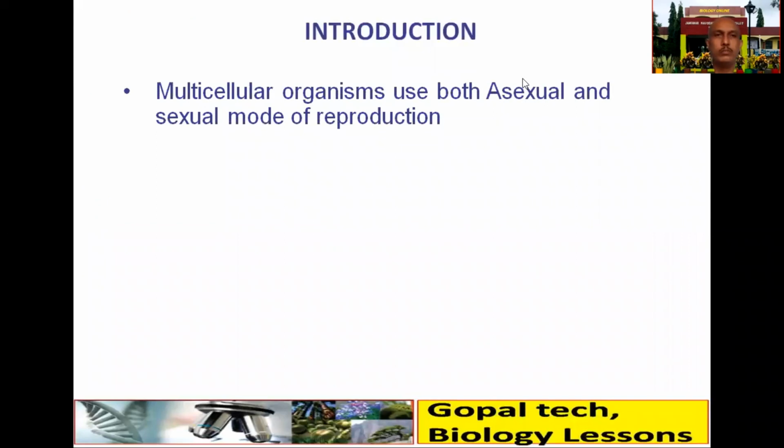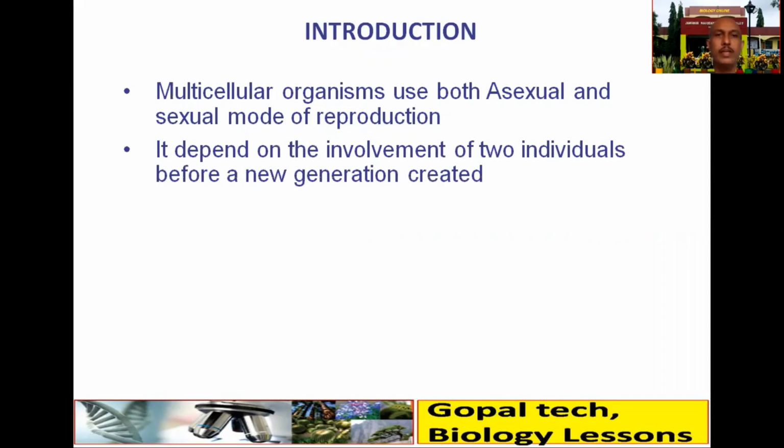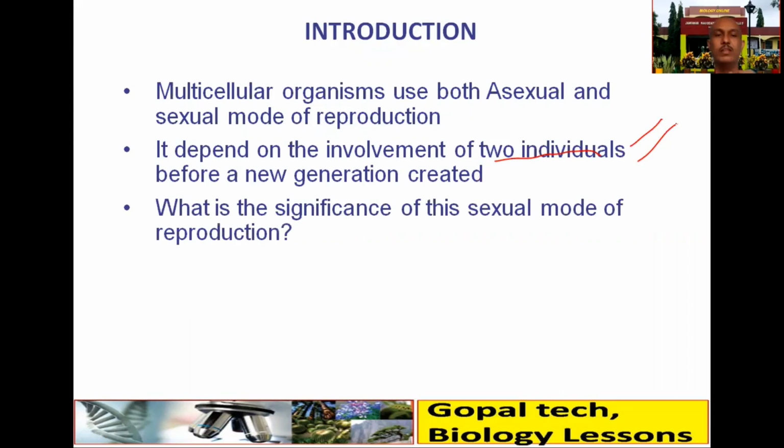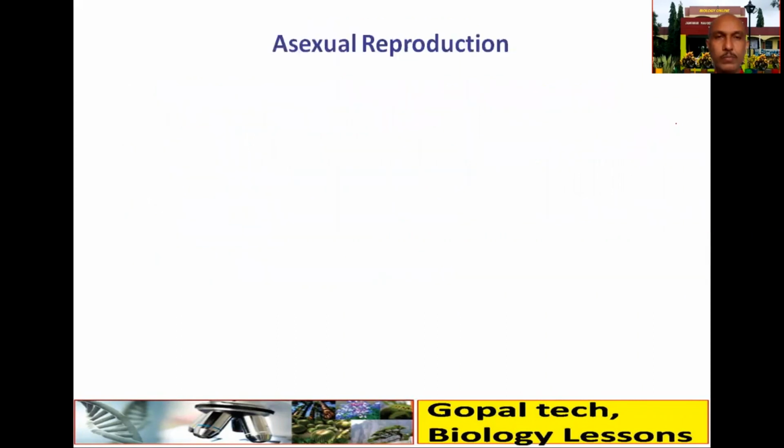Introduction: multicellular organisms, we have studied, use both asexual and sexual modes of reproduction. It depends upon the involvement of two individuals, male and female, before the formation of a new generation. Then what is the significance, the importance of the sexual mode of reproduction? How it takes place in plants, that we are going to discuss today.